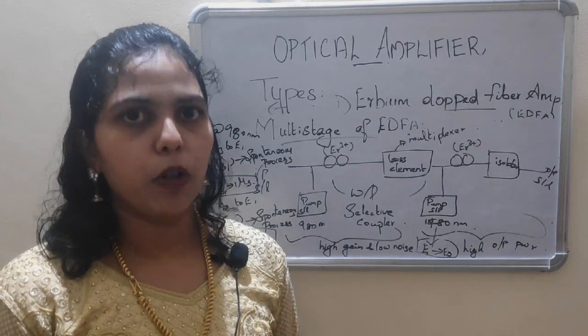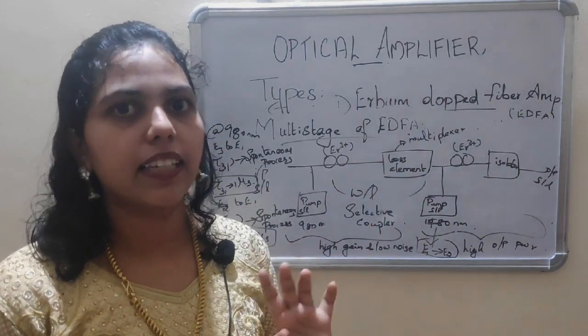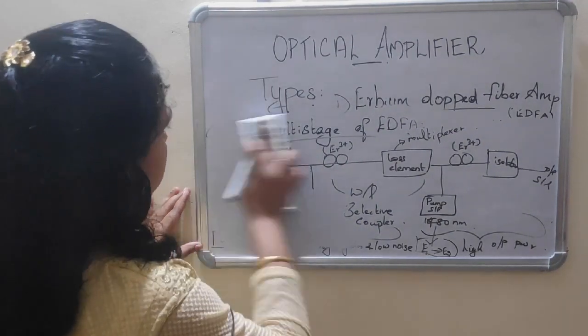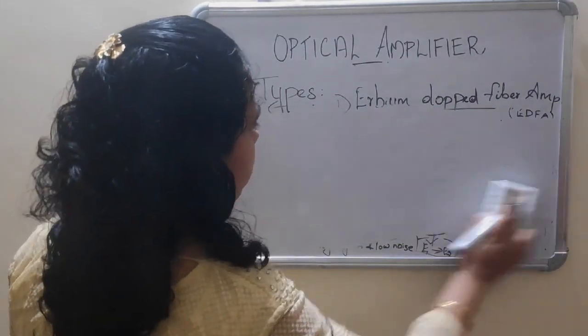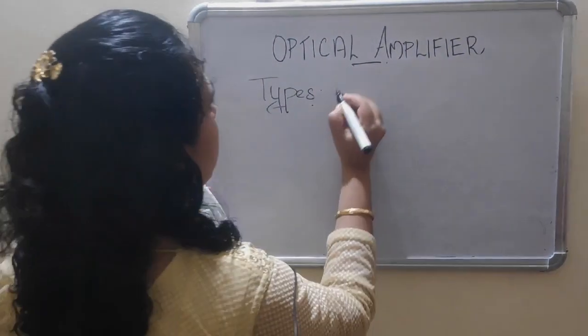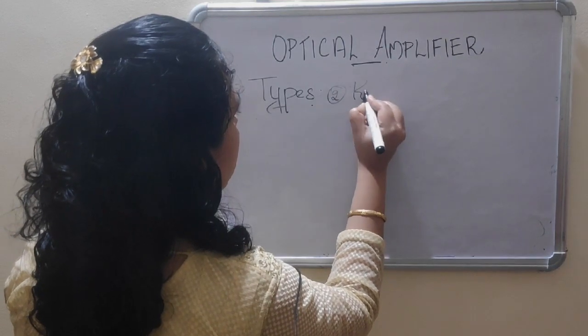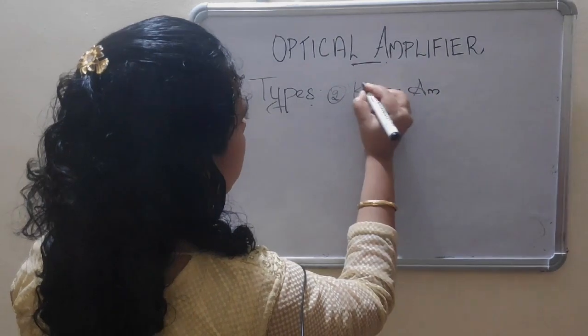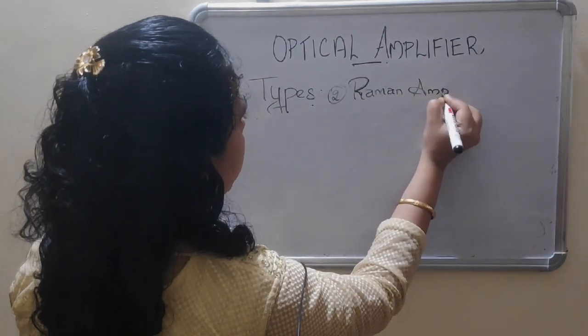Next we are going to discuss the second type of optical amplifier, that is the Raman amplifier.